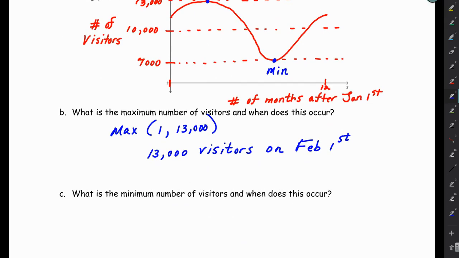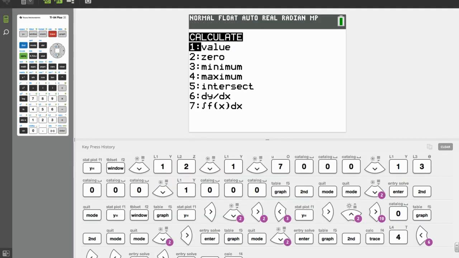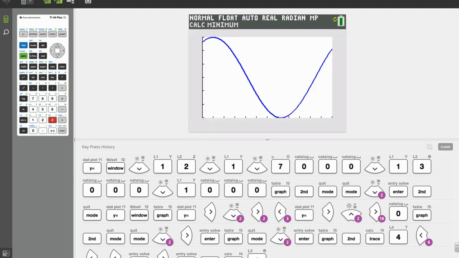Letter C says, what is the minimum number of visitors and when does this occur? So now we have to go back to our calculator and find the minimum on the graph. So we're going to go to second trace. We're going to choose number 3, and then we're going to move our little spider a little to the left of the minimum value. We're going to hit enter, move a little to the right, hit enter, and hit enter again. And this time we get a value of 7.28, 7,000.